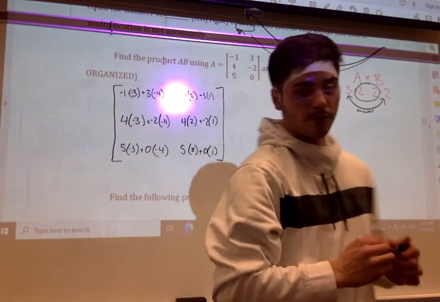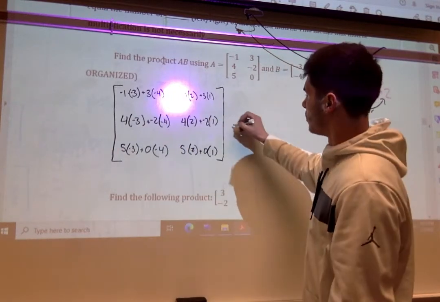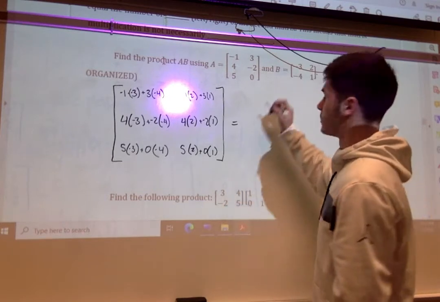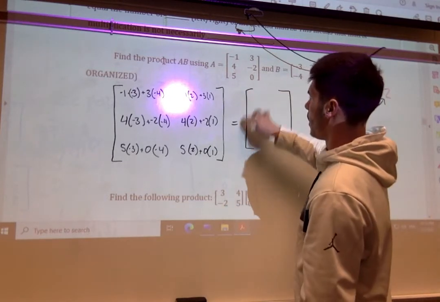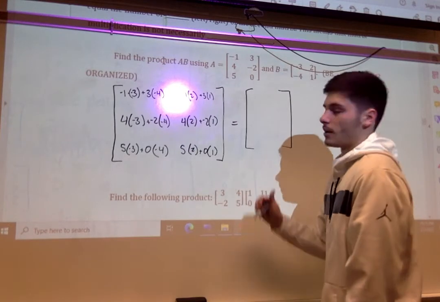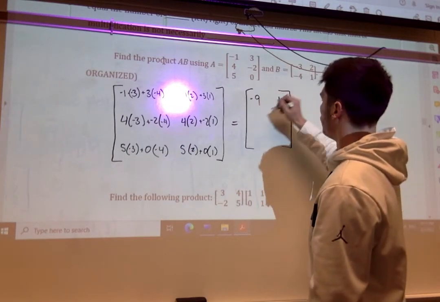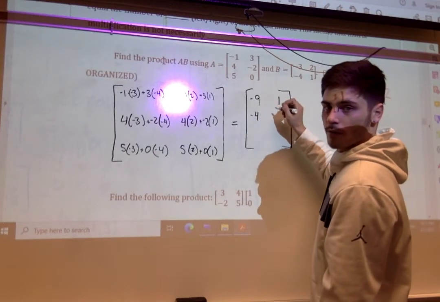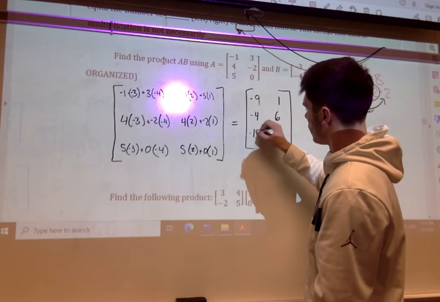And to simplify this, to end up our multiplication, we're just going to put these together. So if we simplify that down, this is equal to the matrix, the 3 by 2 matrix, right? So 3 columns, 2 rows. And the matrix is going to be -9, -1, -4, 6, -15, 10.